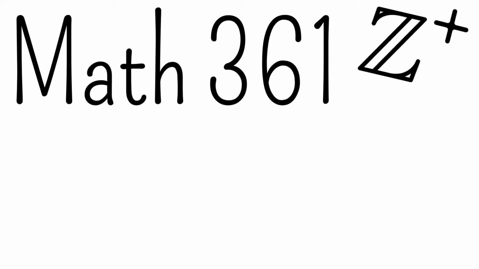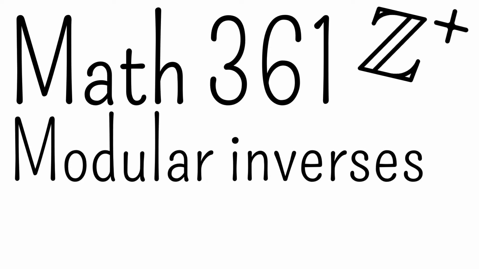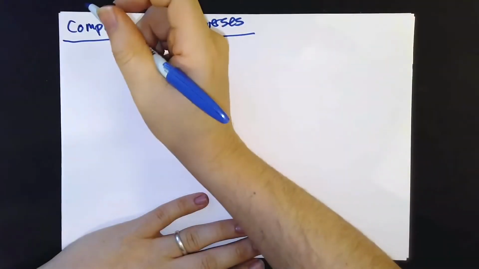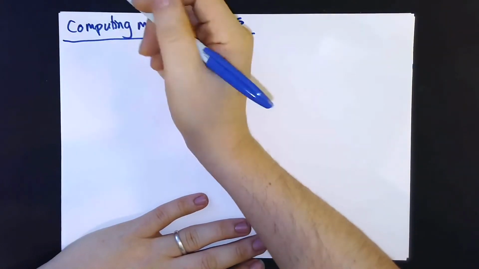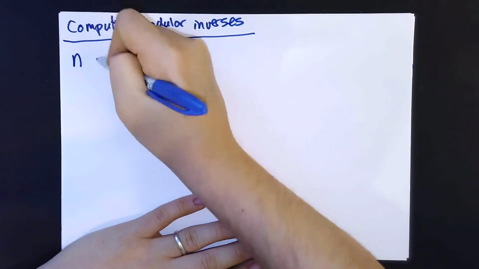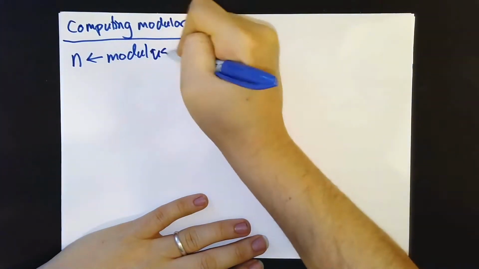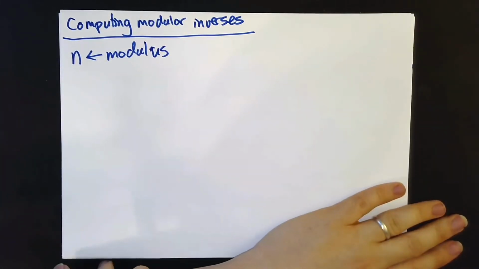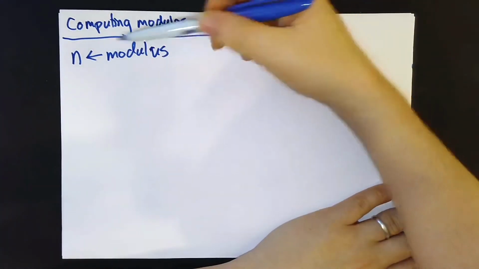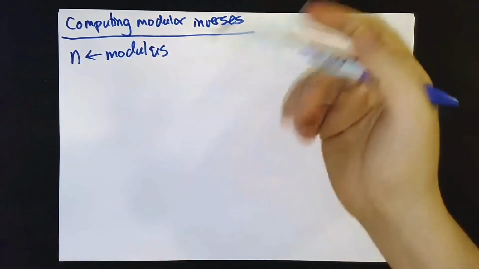Our goal today is to talk about computing modular inverses. So what's the setup for our modular inverses? Well, we have to have something to work modulo, so I'm going to call that n. So this is what we call the modulus. Everything in this video we're going to work modulo something called n, unless I say otherwise.